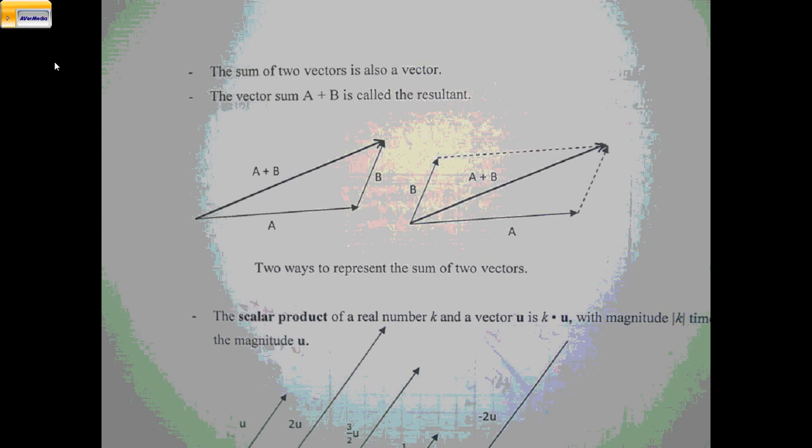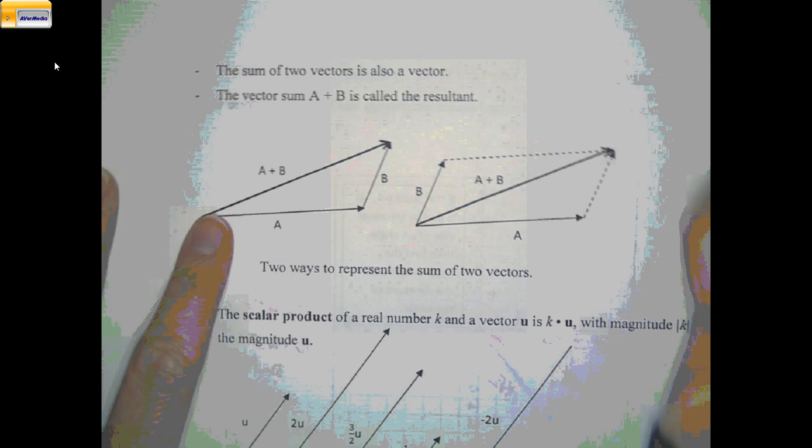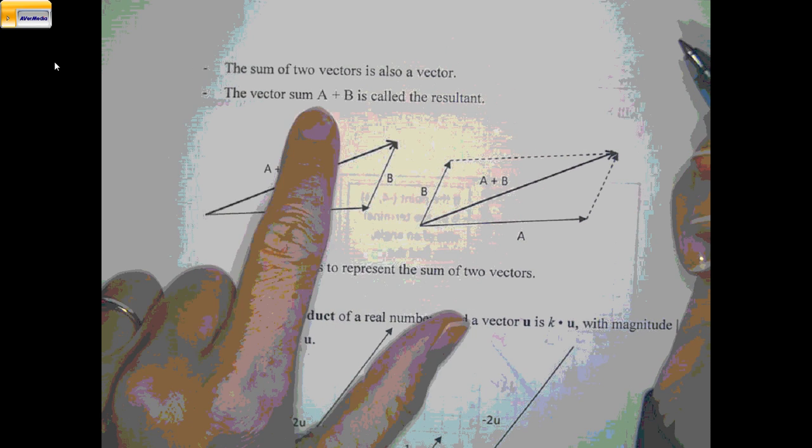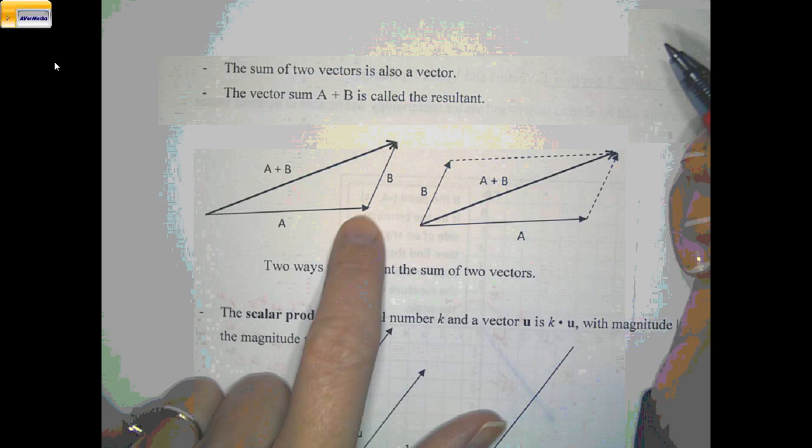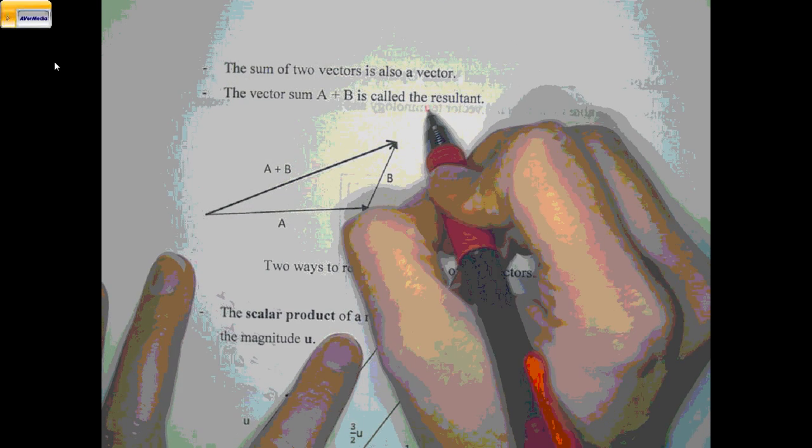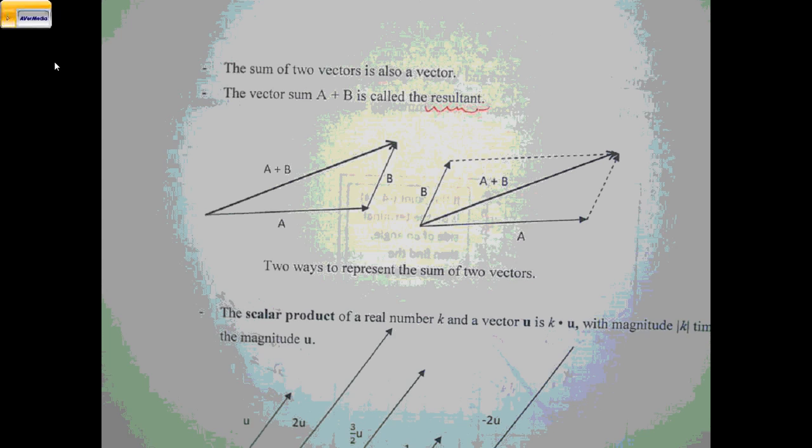You're welcome. The sum of two vectors is also a vector. It makes another vector. The vector sum A plus B, where A is a vector and B is a vector, is called the resultant. You're going to see that word a lot. Resultant. And together it makes this vector right here.